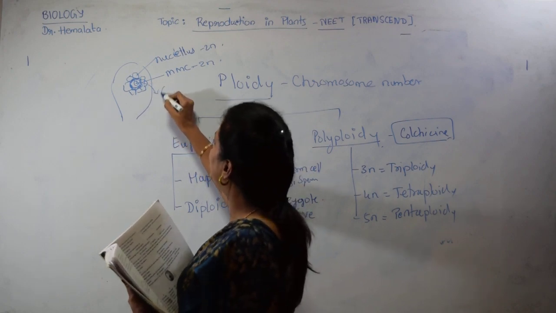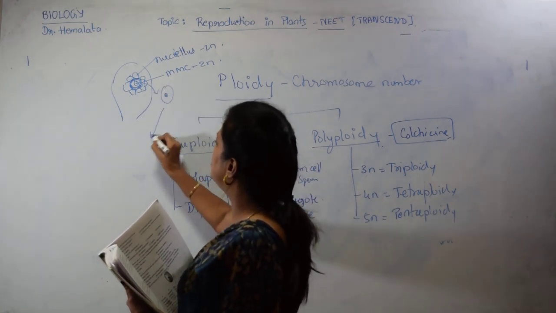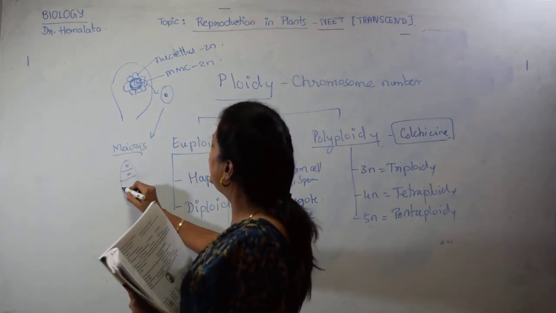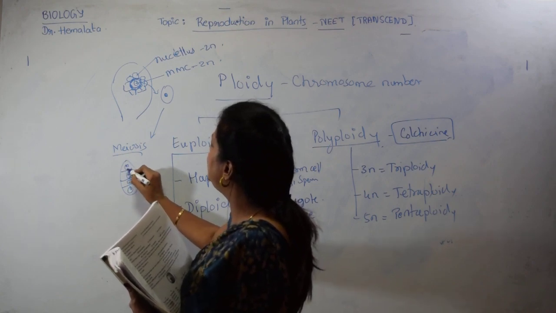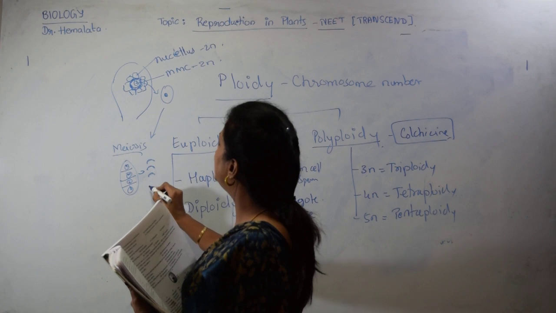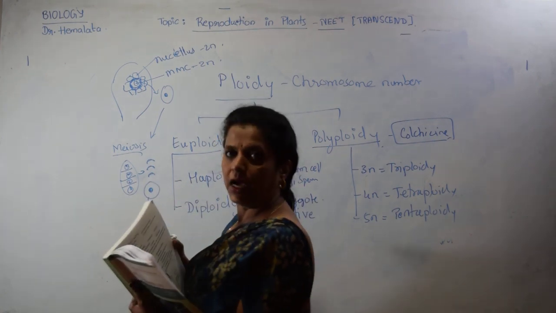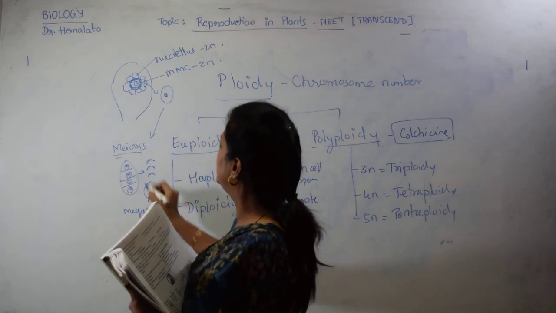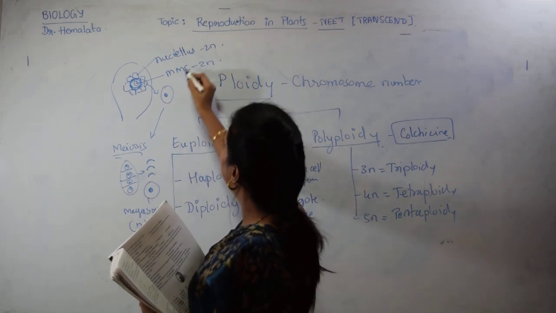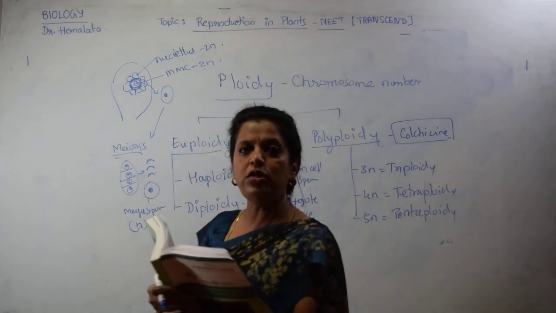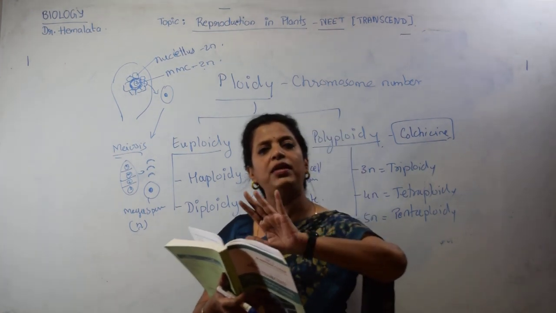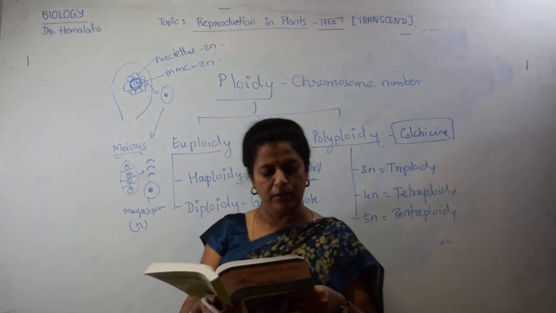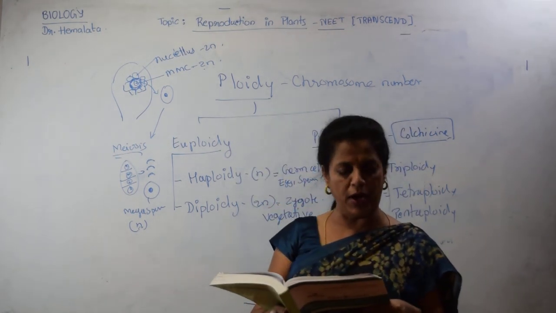Later this megaspore mother cell undergoes meiosis and forms 4 haploid nuclei, among which 3 of them will disintegrate and only 1 will survive as a functional megaspore. This is a functional megaspore formed after meiosis. So it is haploid in nature. You can see here, this is diploid, this is diploid, this is haploid. Once you understand the growing stages, then you can very easily analyze what is the ploidy level. So first option given is nucellus N. That is wrong actually. Nucellus is 2N, diploid number.